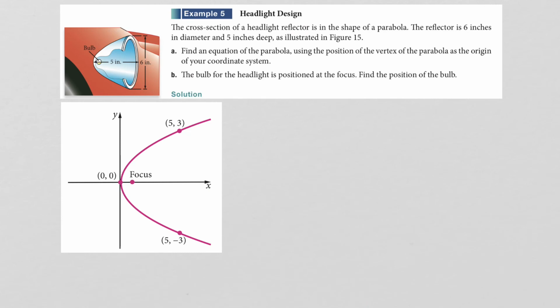For our final example, let's consider an example involving headlight design for a car. So we're told the cross-section of a headlight reflector is the shape of a parabola. So basically we have a three-dimensional parabola here. The reflector is 6 inches in diameter, okay, so that's the distance from here to here, and 5 inches deep. That's the distance from here all the way to the back.